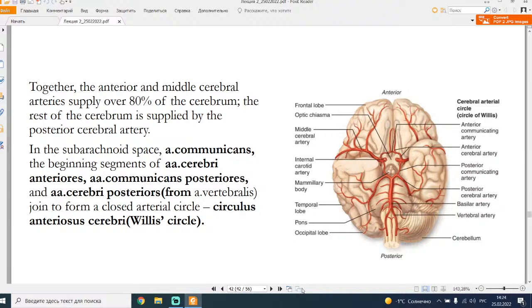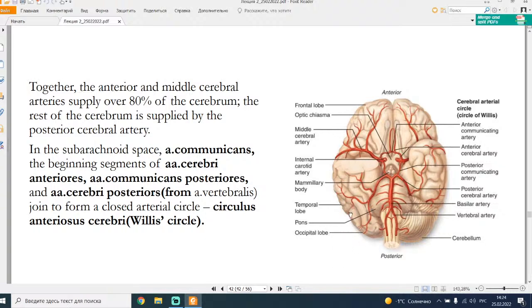Together, the anterior and middle cerebral arteries supply most of the cerebrum. The rest of the cerebrum is supplied by the posterior cerebral artery. These are branches of the posterior cerebral artery, and you see the occipital lobe, temporal lobe, and others.